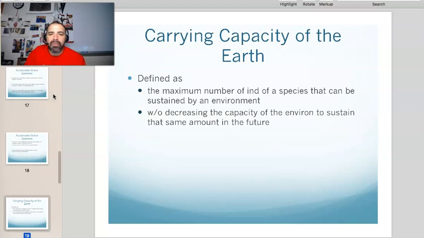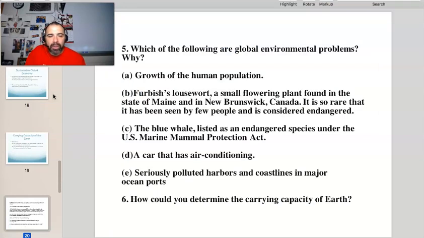Excuse me. So the carrying capacity of Earth is defined as the maximum number of individuals of a species that can be sustained without decreasing the capacity of the environment to sustain the same amount in the future. So again, there are lots of ideas on carrying capacity, 9 billion, 12 billion, but at this point, we'll see where it takes us. So you can pause this and respond.